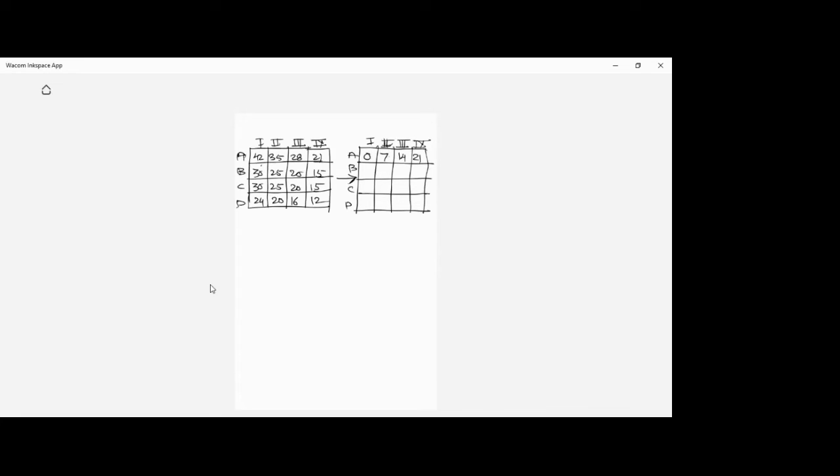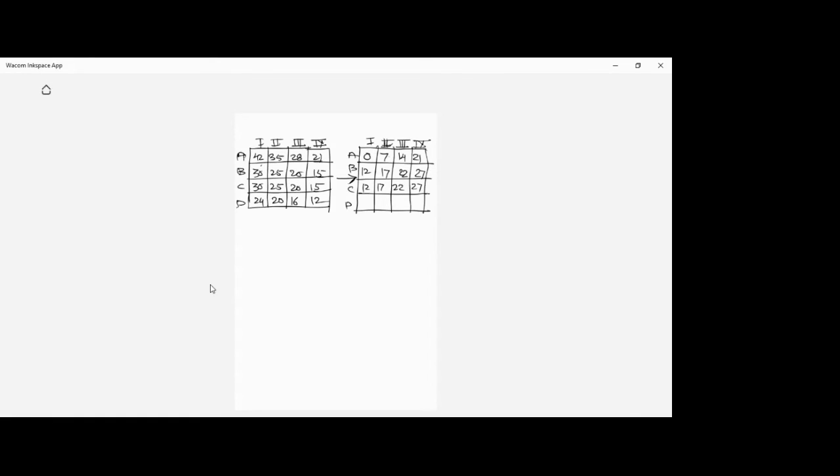42 minus 30 is 12, 42 minus 25 is 17, 42 minus 20 is 22, and here it will be 42 minus 15 is 27. The same will be repeated here again. It will be 12, 17, 22, and 27.